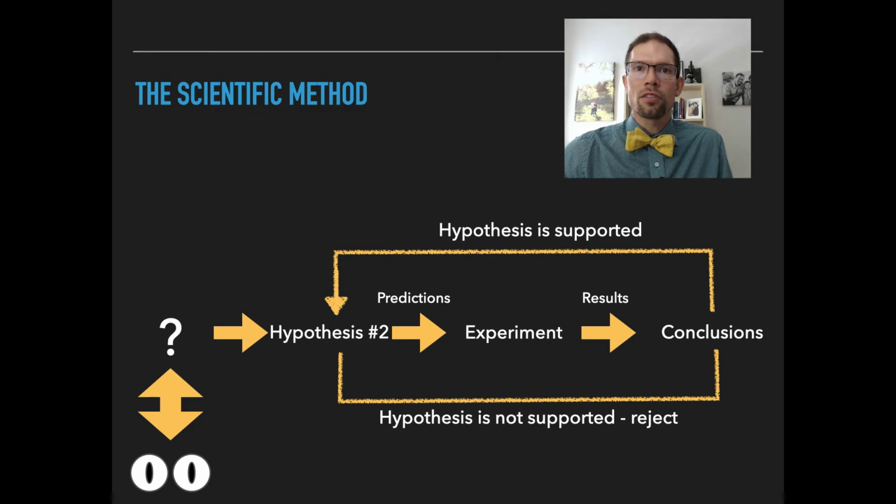Now, something I want to emphasize here is that a single hypothesis can generate multiple predictions that can be tested by the experiment many times, and that this is a very reiterative process. So as you go through this over and over again, you gain more confidence in your hypothesis being true as you fail to reject the hypothesis over and over again.